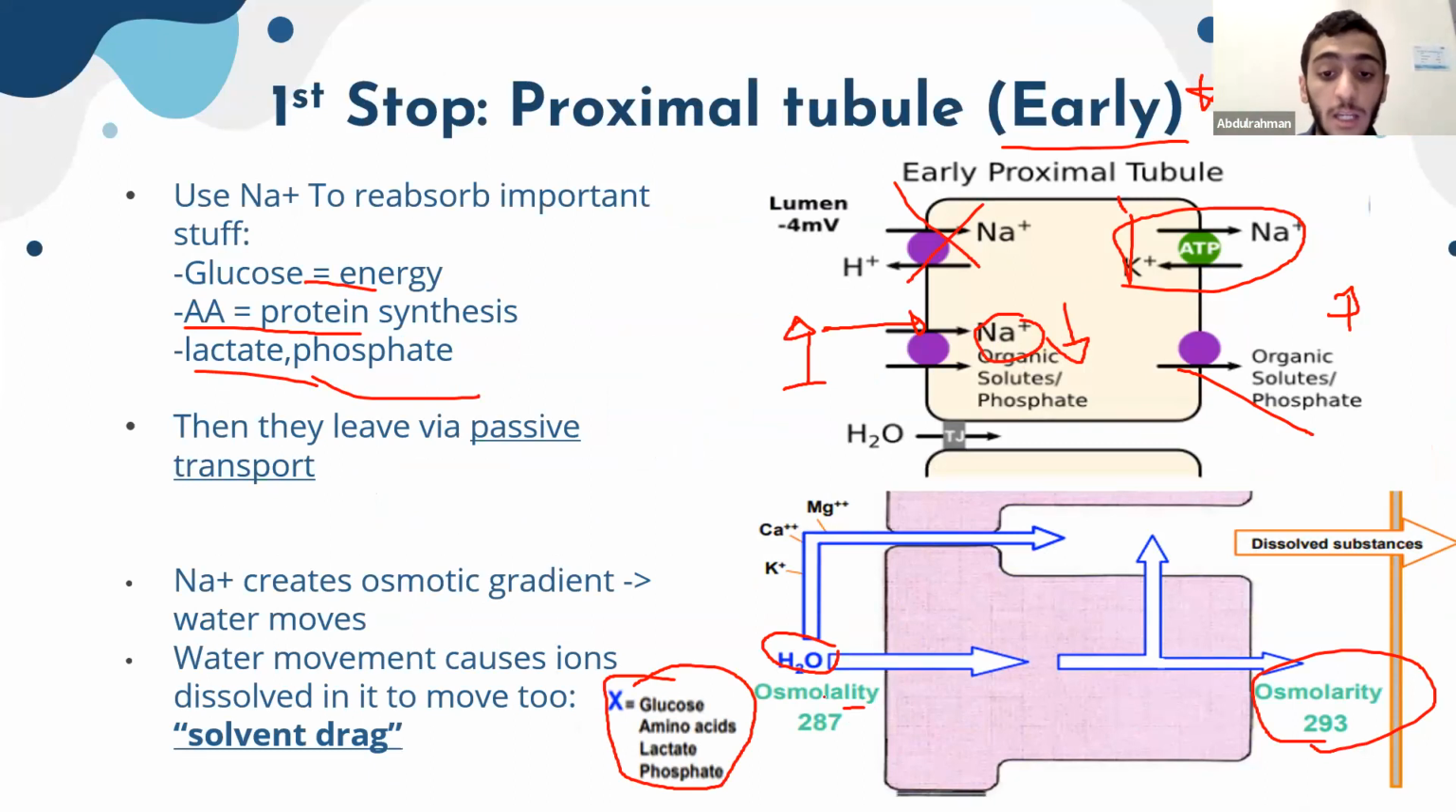One last point is that as the water is moving, because it still just came out of the glomerulus, right? So we have so many ions, so much stuff. So what happens is that the water, because there's a lot of stuff, accidentally is going to take some ions with it, ions that are dissolved in the water, such as calcium, magnesium, and potassium. You don't need to know what ions are dissolved in water, but understand that since it's still early on and there are a lot of ions that have been filtered, they will dissolve in the water.